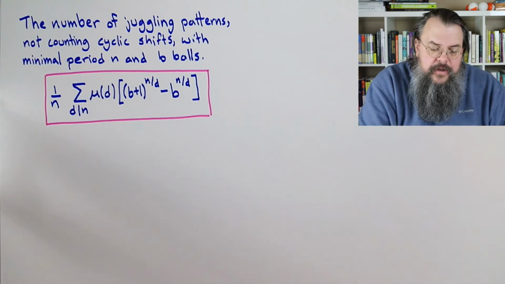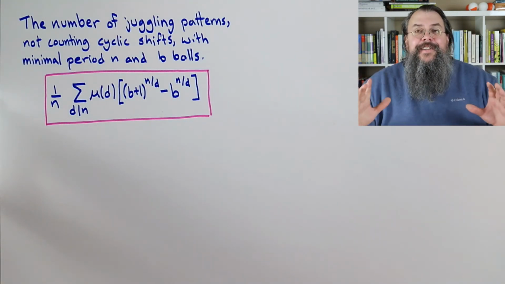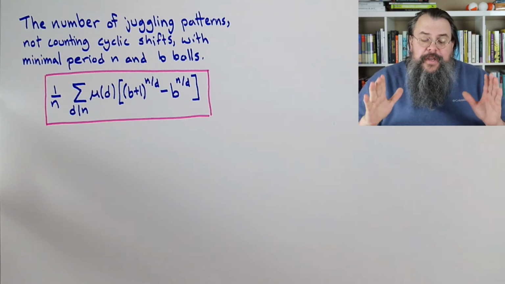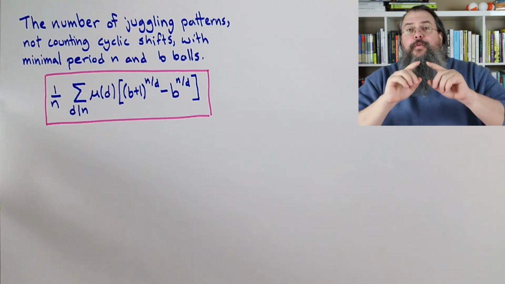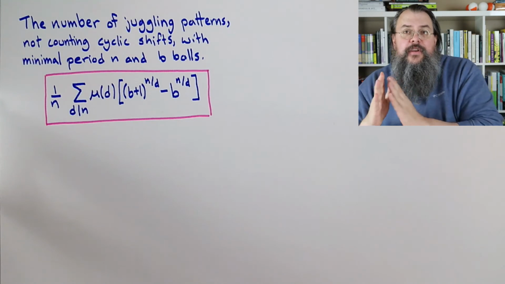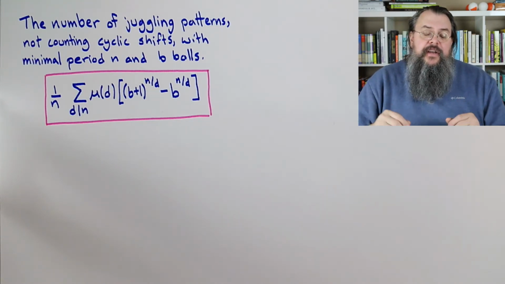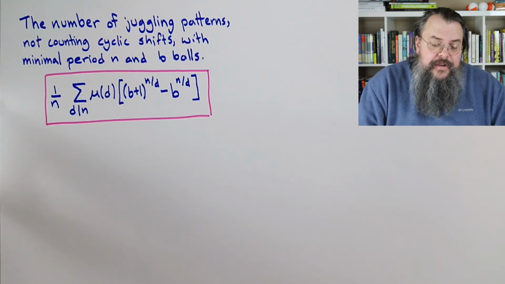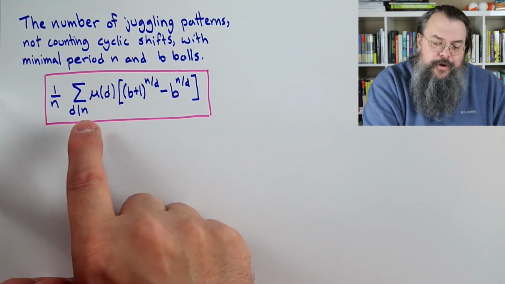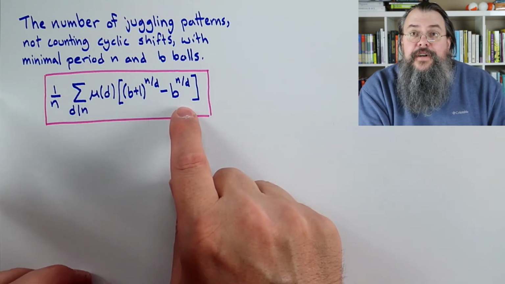And now that just adds that 1 extra piece. So here we go. This is probably the best formula. Because what are we counting? It's the number of juggling patterns. We don't count anything that's the same by cyclic shifts. We don't count anything that has really a smaller period built into it. It's the smallest period that's possible for that pattern, and it has b balls. And so it's 1 over n, sum over all the divisors of n, Mobius function of d, and b plus 1 to the n over d minus b to the n over d.